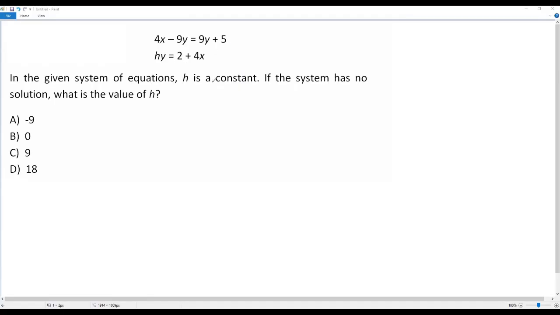In the given system of equations, h is a constant. If the system has no solution, what is the value of h? Before we start solving this problem, let's understand the concept. Let me consider a system of two linear equations in standard form.